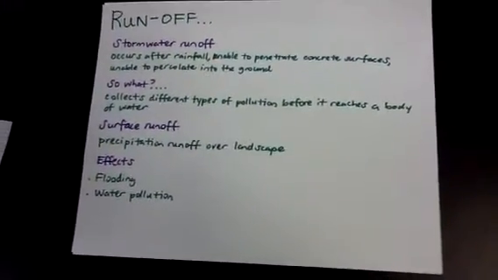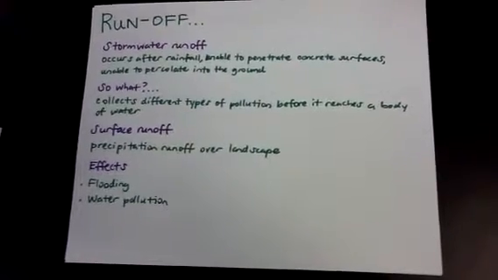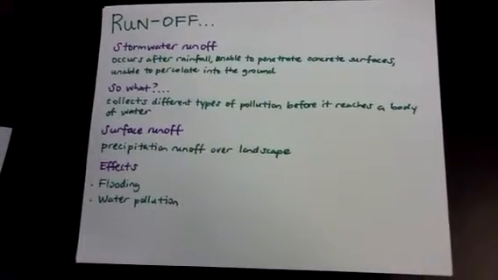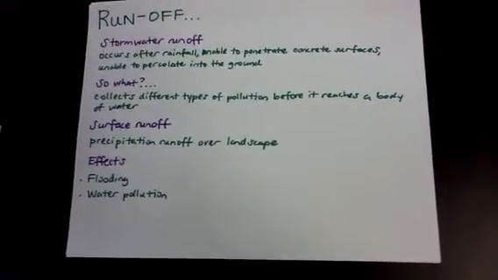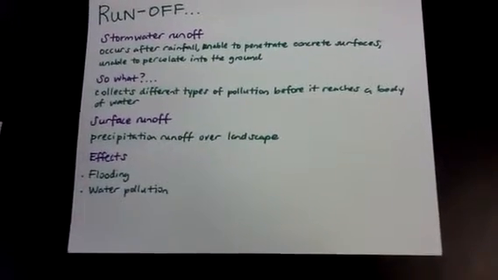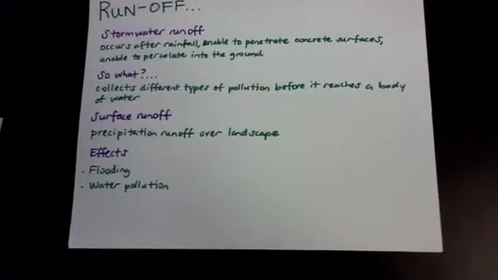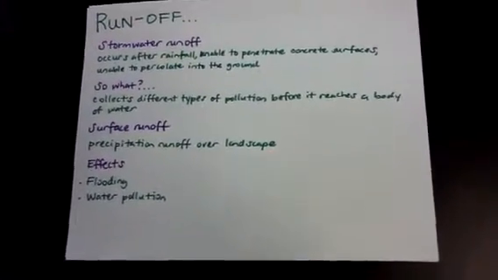Runoff. Stormwater runoff occurs after rainfall is unable to penetrate concrete surfaces, such as roads, and is unable to percolate into the ground. So what? It collects different types of pollution before it reaches a body of water. Surface runoff is precipitation runoff over landscape, and effects include flooding and water pollution.